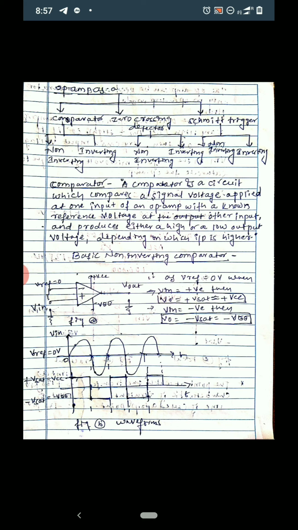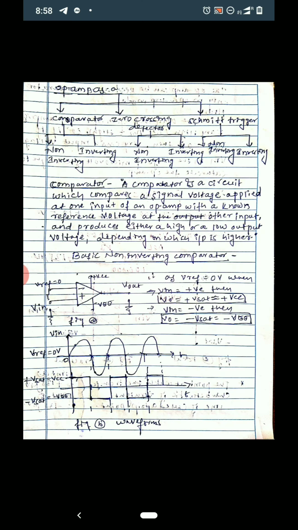There are some non-linear applications like comparator, zero crossing detector and Schmitt trigger, where you can use the op-amp in open loop mode. Therefore we are going to discuss these three points here. Of course, we are using the op-amp in open loop mode only, where your gain is very high. You will understand each in detail once we get into the topics. So we will start now.